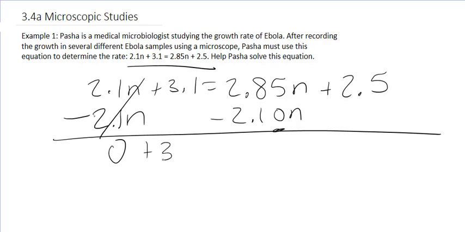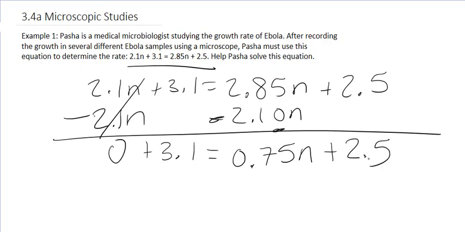And now we're left with 3.1 on one side. Now, let us do this subtraction problem. 5 minus 0 is 5. 8 minus 1 is 7. And 2 minus 2 is 0. So, we have 0.75n plus 2.5.